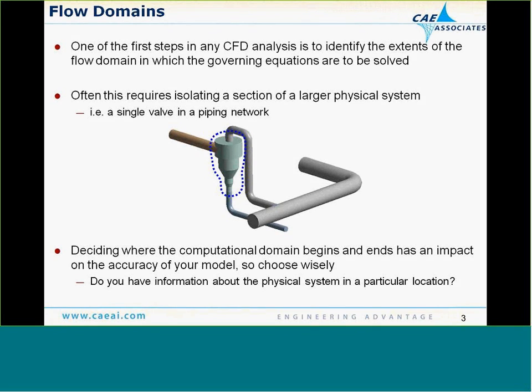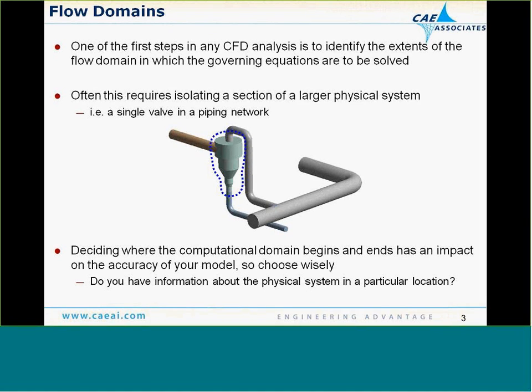Now, sometimes this requires isolating a section of a larger physical system. For instance, if we had a single valve in an entire piping network, it's generally impractical to solve the entire piping network if we're really only interested in just one tiny section. So we're going to try to isolate that component that we're interested in, and solve the governing equations just in that section. That means we have to cut out this part of an overall larger system, and we want to make sure that we do that wisely.